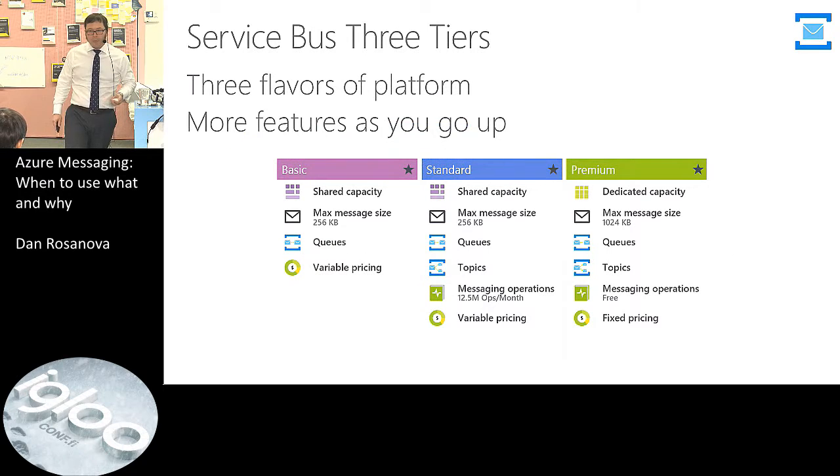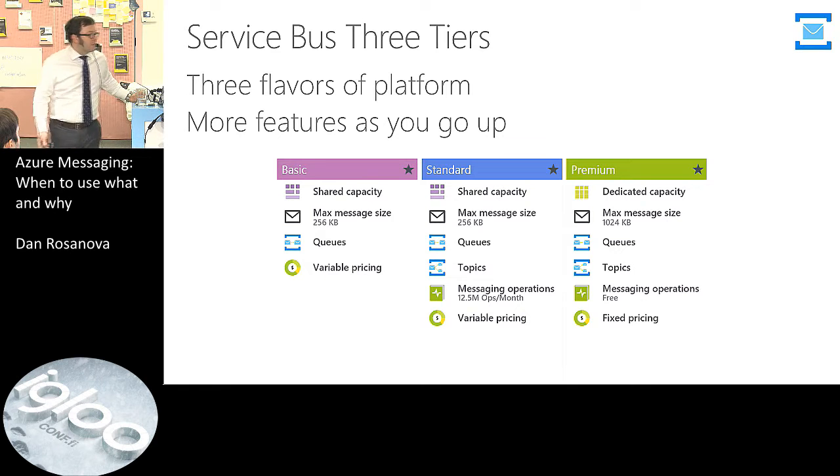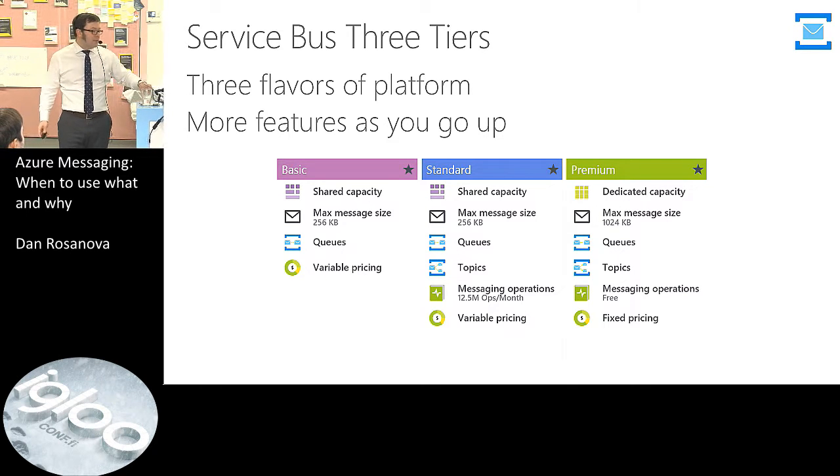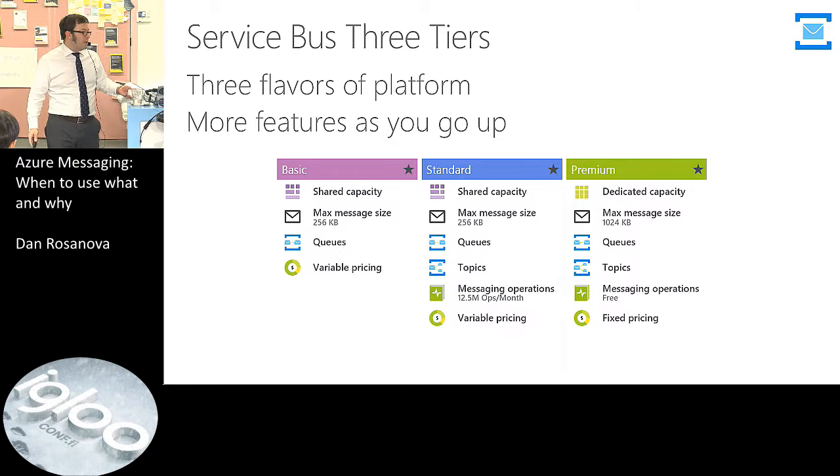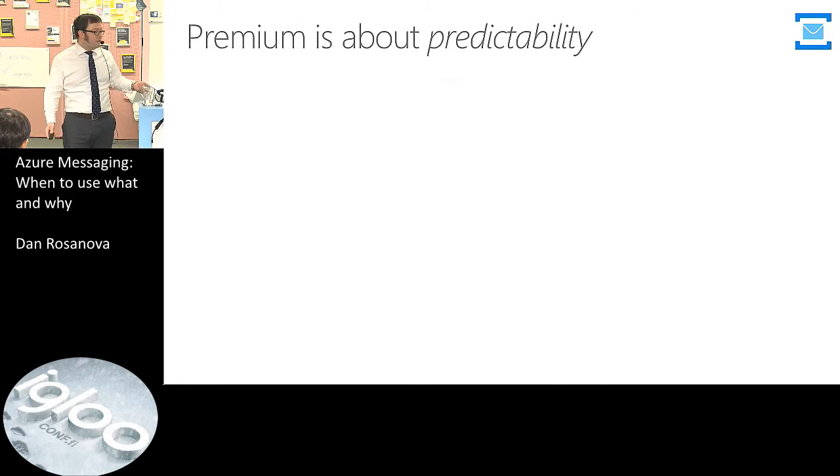So to make this easier, what we're doing is giving customers tiers that they can choose from depending on what their requirements are. So starting from a very basic, very cheap messaging platform, going all the way up to something that's really a replacement for running something like Tibco or MQ in premium messaging. So you get more features as you go along. And the thing about premium is that it's really about predictability. That's kind of where we've gone.